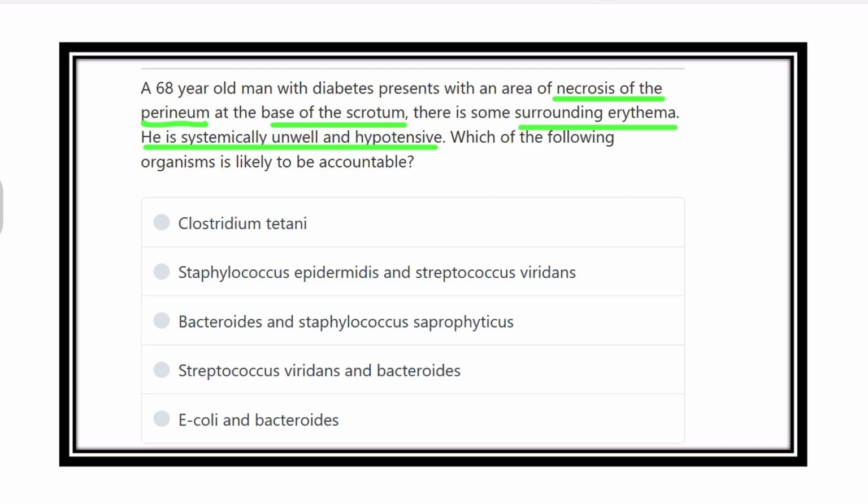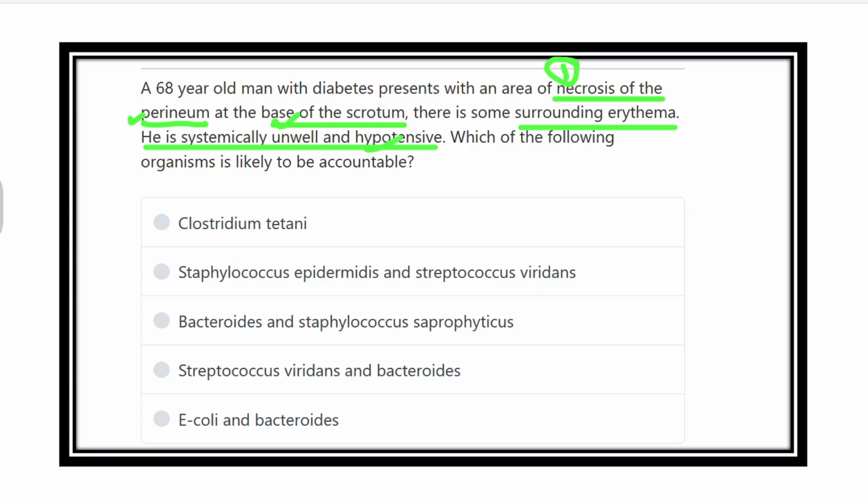Again, see the clinical features: the necrosis, that means macroscopic death of cells, in the perineum and scrotum. So in the perineal and scrotal area, there is dead tissue present and surrounding erythema, that means redness around the lesion, and he is systemically unwell and hypotensive. That means this infection goes to the blood and causes septicemia, and it causes the hypotension. So which organism is responsible?